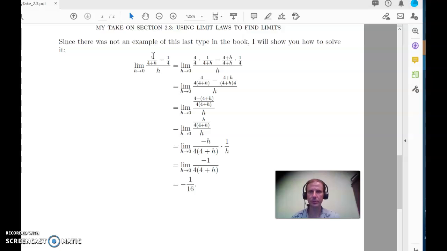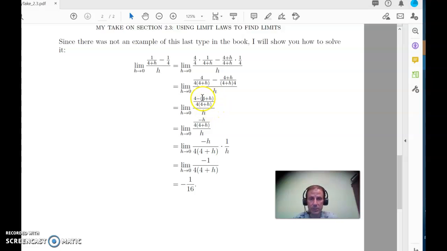denominator. So here, if you want to have the same denominator, I can take this fraction on the left and multiply by 4 over 4, and I can take this fraction on the right and multiply it by 4 plus h over 4 plus h. And now, by the rules of fractions, this is equal to the limit as h goes to 0 of 4 over 4 times the quantity of 4 plus h minus 4 plus h over the quantity of 4 plus h times 4. Notice now that the denominators are in fact now the same, which means you can just add or subtract the numerators, which gives the limit as h goes to 0 of 4 minus the quantity of 4 plus h over 4 times the quantity of 4 plus h.